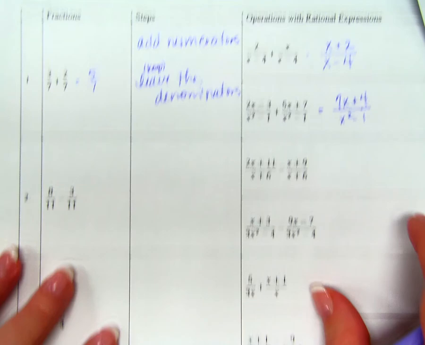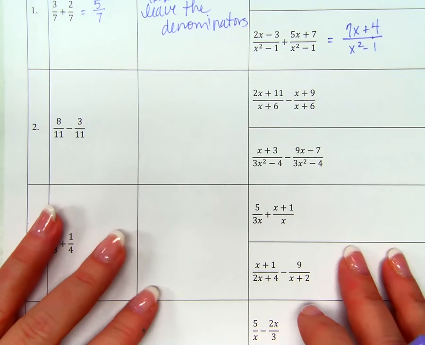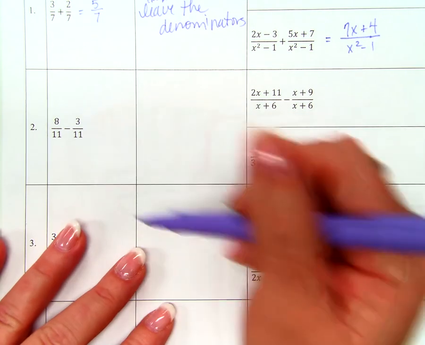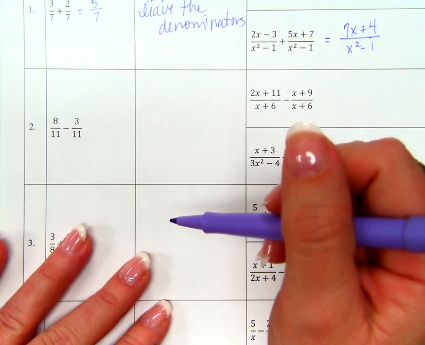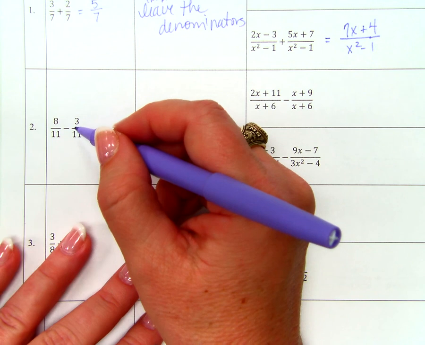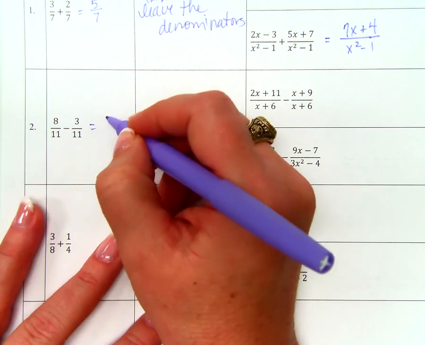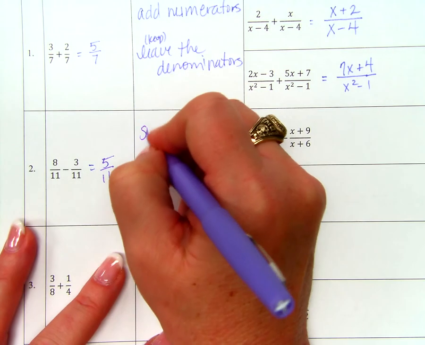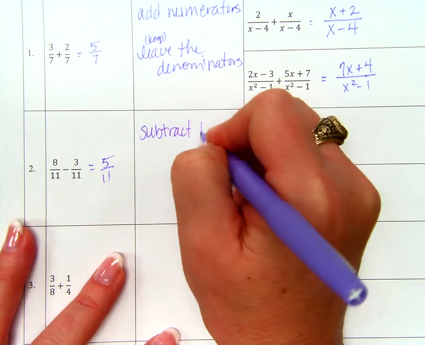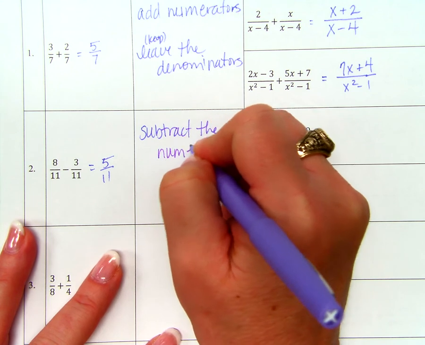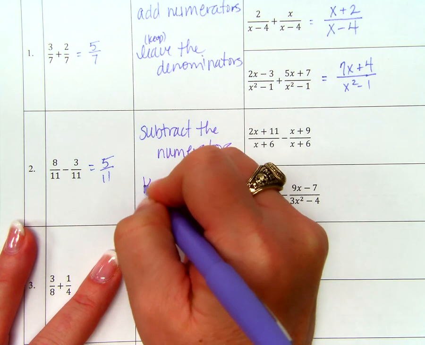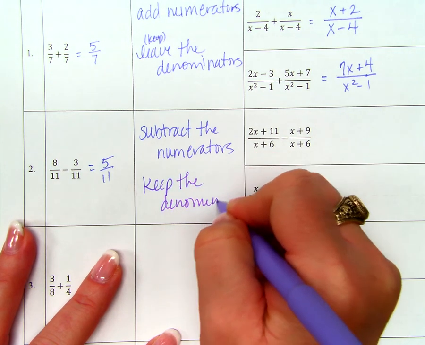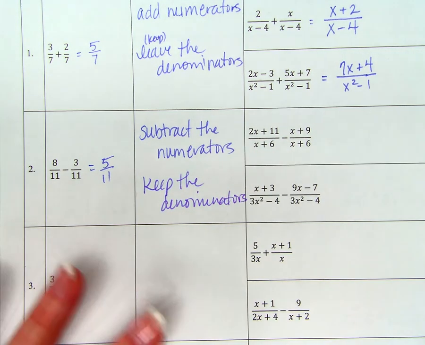All right, so what about number 2? How is number 2 different? It's subtraction. So what kind of rules or steps are we going to follow for subtracting fractions? Oh, so I subtract the numerators and keep the denominators? So what would I get as my answer? 5 over 11. So if I subtract the numerators and then keep the denominators again, right? Or leave the denominators. Leave them alone, for goodness sake.